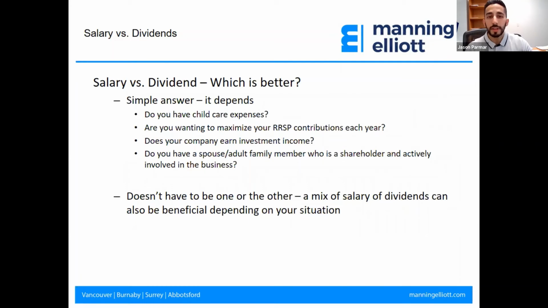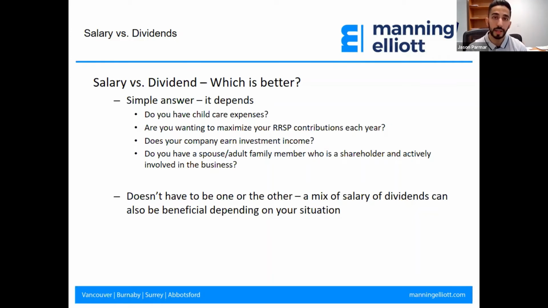All right, so the final question: salary versus dividend, which is better? Like I said at the beginning of the presentation, the simple answer is it really does depend on your personal situation. Everyone's situation is different. For one person, a salary might be better versus a dividend for someone else. But there are some general questions that you should consider, such as: do you have childcare expenses? Are you wanting to maximize your RSP contributions each year? Does your company earn investment income?